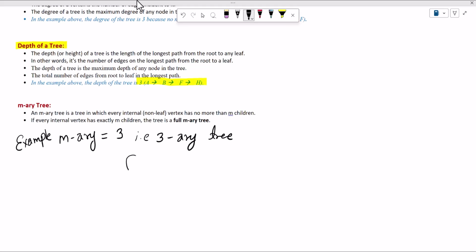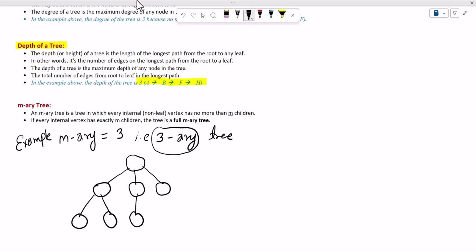So make a root node, this is a root node and this is a child, right, and no more than m children. So we have only 3 children but not 4 children, right? You can construct 3 children or 2 children or 1 child but not more than 3 children, because we have taken a 3-ary tree. So this can be valid, this can be valid, this can be valid, right? This can be valid, this can be valid.